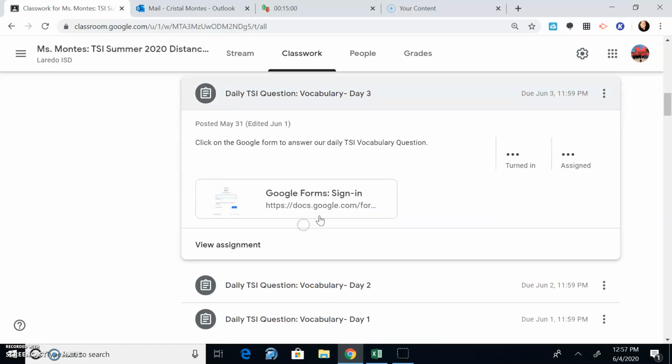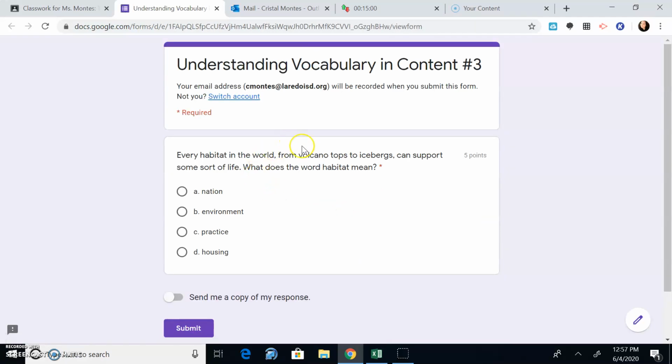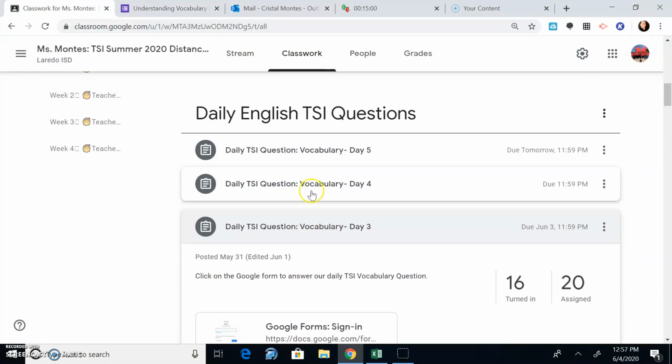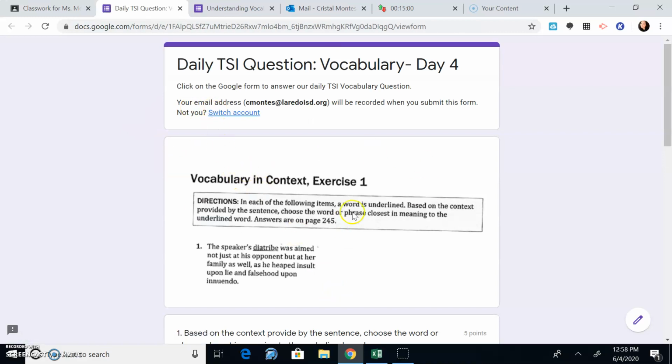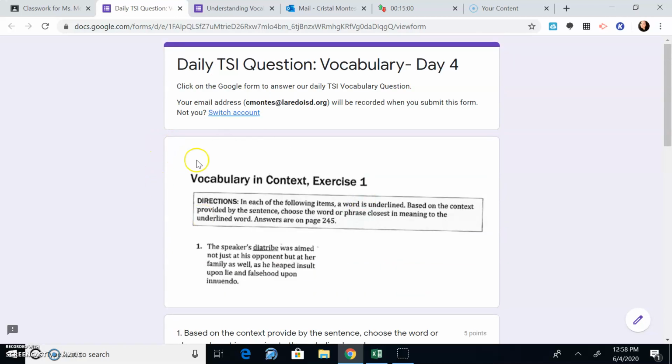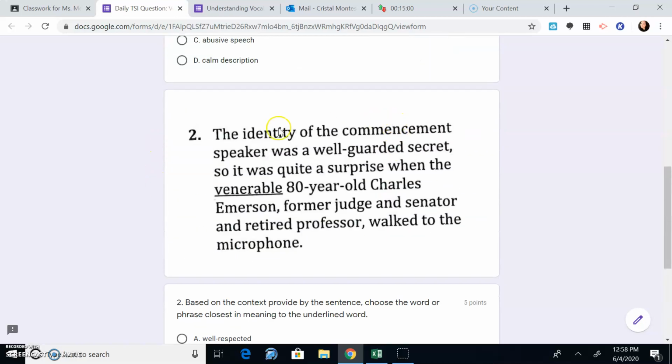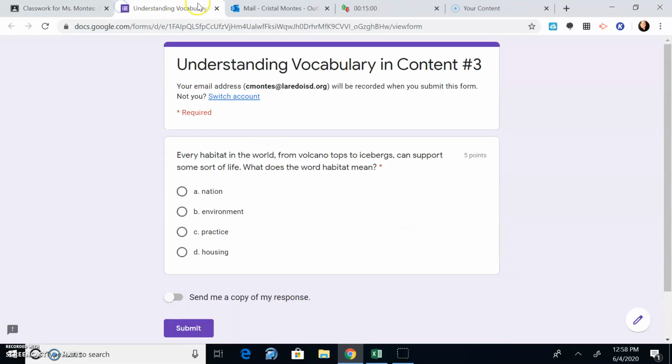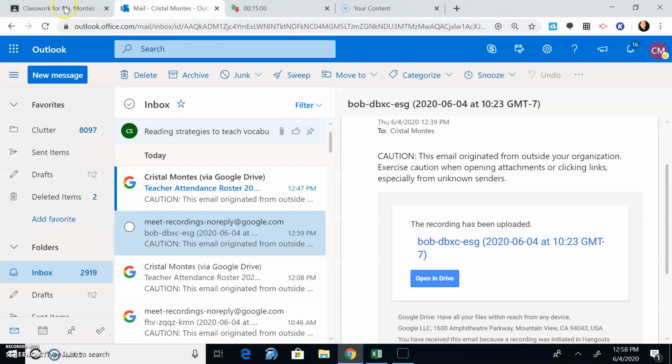Let me show you this one. This is the one we did today. And the day 4 one is here. I created it. This one I screenshotted the example, and then here are the answer choices. So we do the first one together, the second one you do on your own, and those are our daily TSI questions that I created on our Google form.